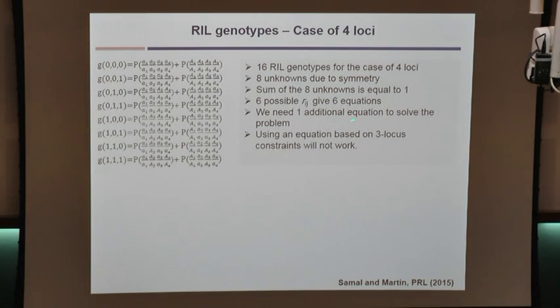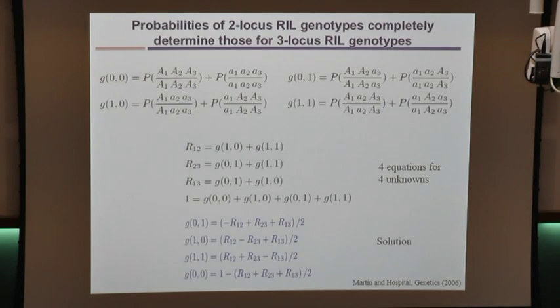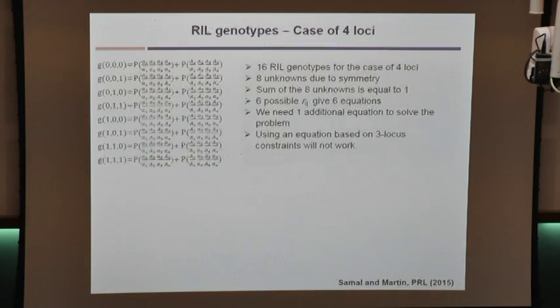6 of them can come from these pairwise recombination rates, the RIJs. So it gives you 6 equations, like the previous case of 3 loci where we got 3 equations because of that. There is one additional equation coming from the sum of probabilities being equal to 1. So we need one more equation.